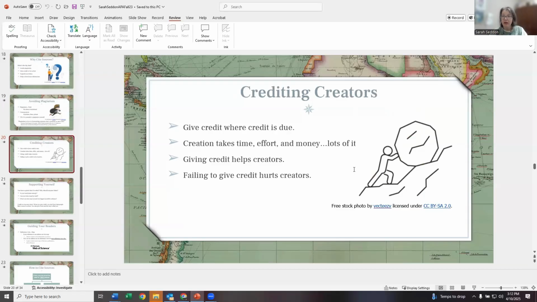So, if the law isn't enough to convince you, another reason to cite sources is because it's just the right thing to do. Creators deserve to be credited for their creations. If you have ever created something, whether it's a drawing or a blanket or a book, then you know firsthand just how much time and effort and money it can take to create those things.